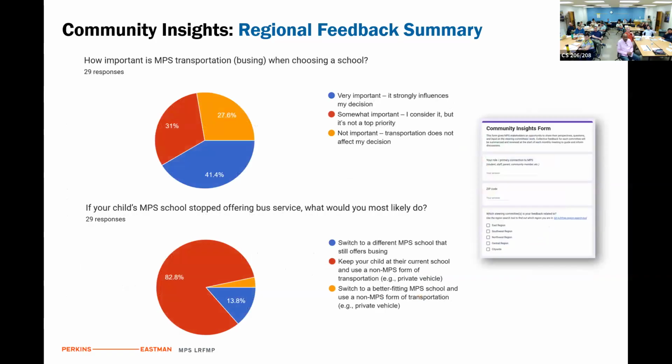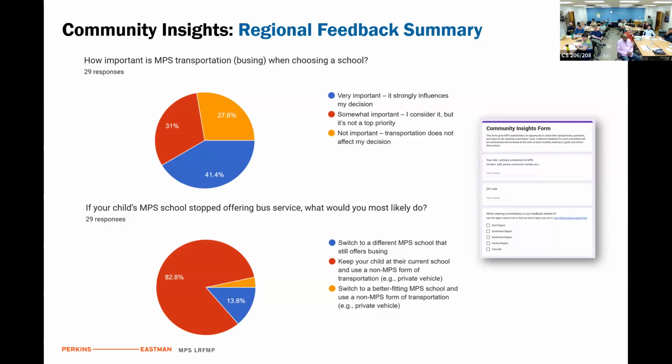The next few questions were about transportation, which had some interesting data. So again, this is a small sample size, right? 29 people who responded to these questions. The first one shows how important MPS transportation is when choosing a school. Kind of an even split here, with blue being very important, red being somewhat important, yellow being not important. The bottom one, we had a much stronger response to one answer.